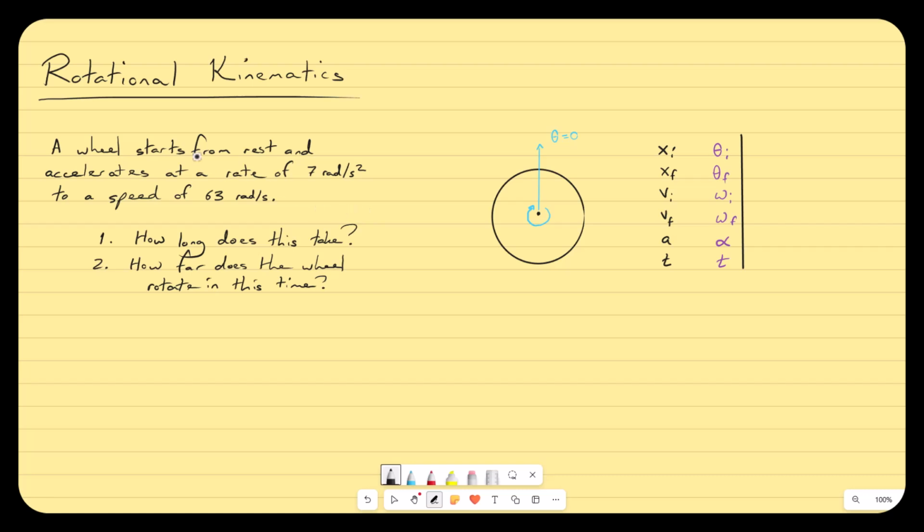So I'm going to fill in what I can. I'm starting from rest, so I have an initial speed of 0, or an initial angular speed of 0. I'm going to a top speed of 63 radians per second. That sounds like a final speed. I can start anywhere I want. 0 is a great place to start. And I have an acceleration. I don't know the final position, but that's question number 2. I don't know the time, but that's question number 1, so I'm going to solve for that first.